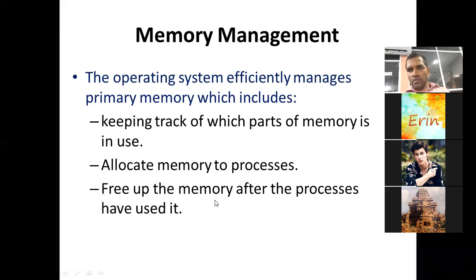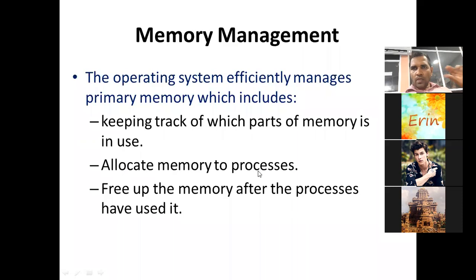Look here, free up the memory after the processes have used it. So once the process is over, you have to free up and renew that space for another process. So who does them? That is the operating system. The operating system has to monitor all the time. Whenever your computer runs, the operating system has to monitor, right? So these are the main three activities which come under memory management. The first one, keeping track of which parts of the memory are in use, which parts of the memory are occupied. Those must be observed.